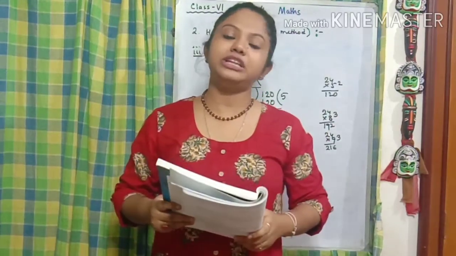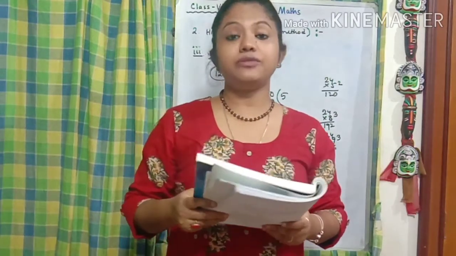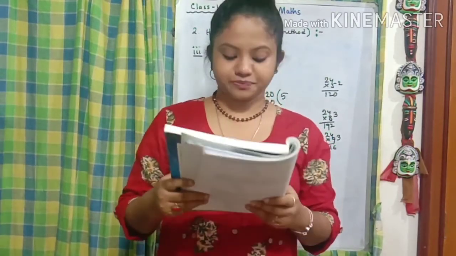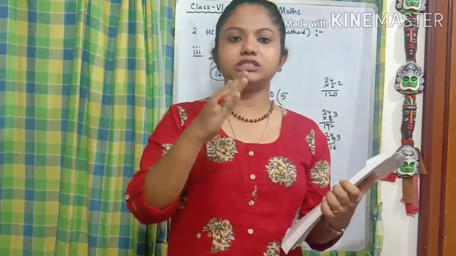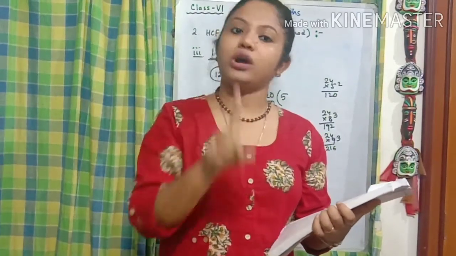Now for number 3, there is a panel of filling the blanks. Okay, so number 1, the HCF of two consecutive natural numbers is dash. So two consecutive numbers are like 2 and 3. Consecutive numbers are those kind of numbers which are just sitting side by side. So take the example of 2 and 3 or 3 and 4. So what will be the HCF, that is the common between these two numbers, is 1. Okay, so the answer will be 1.